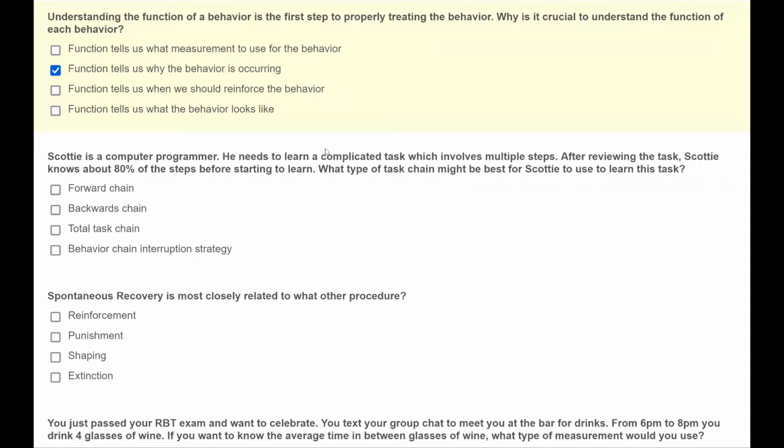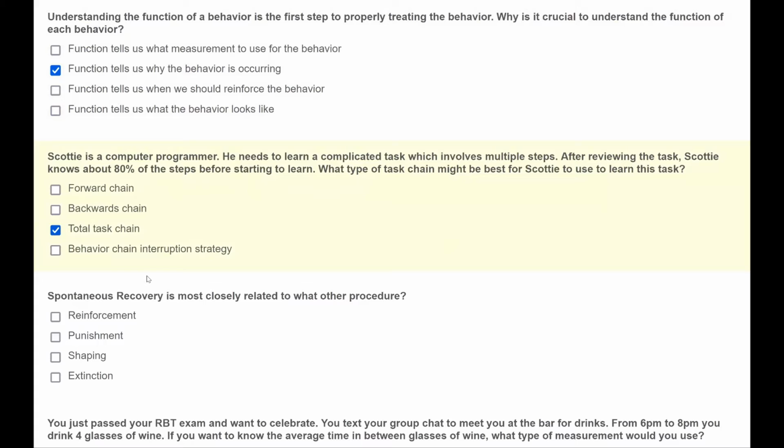In this case, Scotty needs to learn a complicated task with multiple steps. Scotty knows about 80% of the steps. It's a perfect situation to use total task chain, right? He already knows 80% of the steps. There's no need to go through the song and dance of forward chaining and teaching one step at a time when he knows most of the steps already.